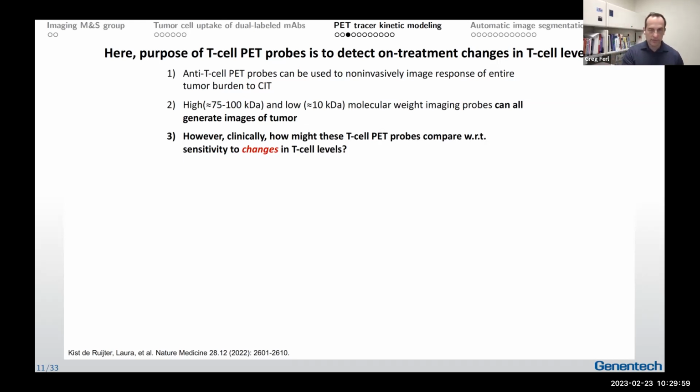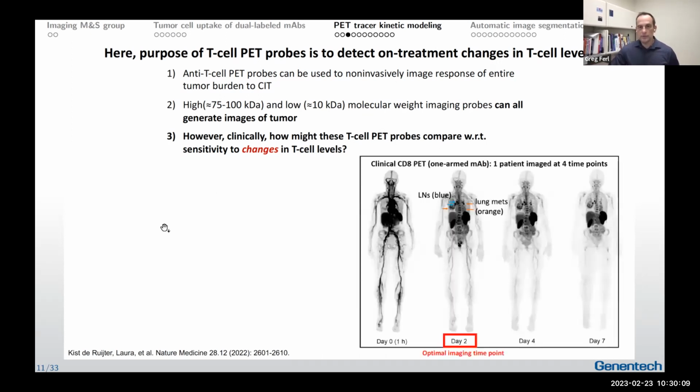The baseline scans are informative as well, but the critical thing is to see how T cell levels have increased in the tumors. So these are just a few images from the one-armed CD8 PET paper. There were a couple of arms in the study. This was the smaller of the two, and this was just establishing the optimal imaging time point.